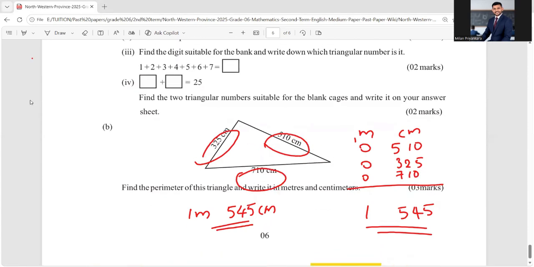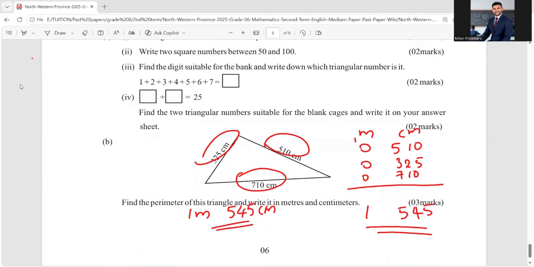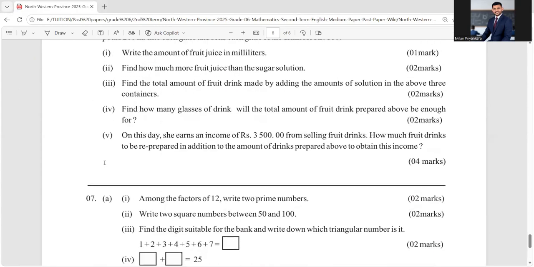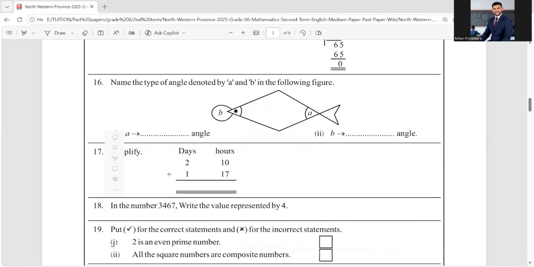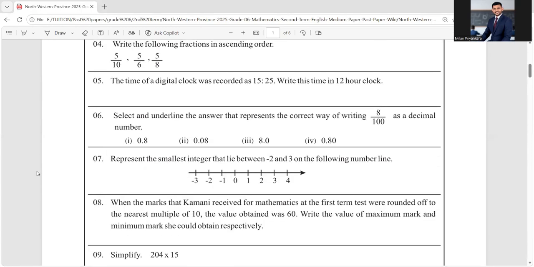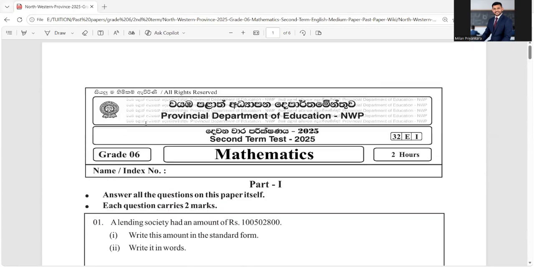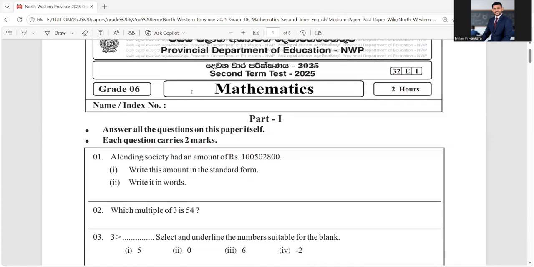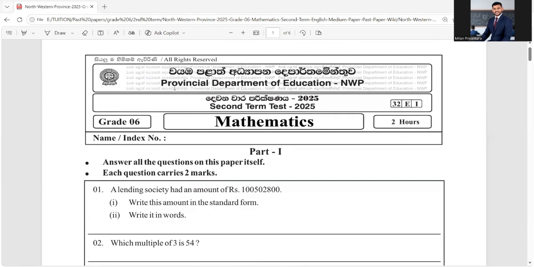So I hope you understand all this. And that's the last question of part 2. And I hope you understand all this. If you have any doubts, just let me know. And also try to make the maximum use of this. And I want to help you get the maximum marks for your term test and improve your confidence.